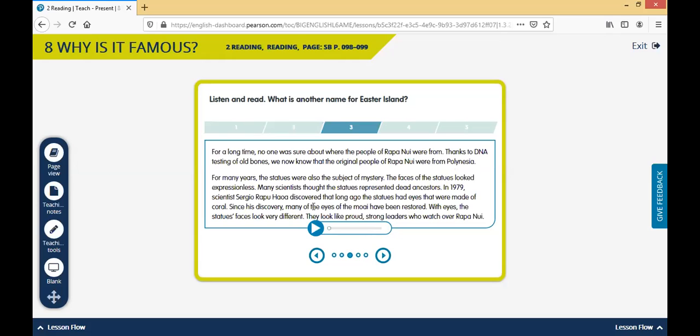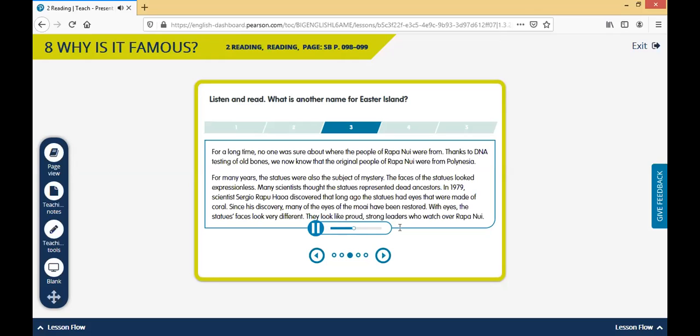For a long time, no one was sure about where the people of Rapa Nui were from. Thanks to DNA testing of old bones, we now know that the original people of Rapa Nui were from Polynesia. For many years, the statues were also the subject of mystery. The faces of the statues looked expressionless. Many scientists thought the statues were dancers.